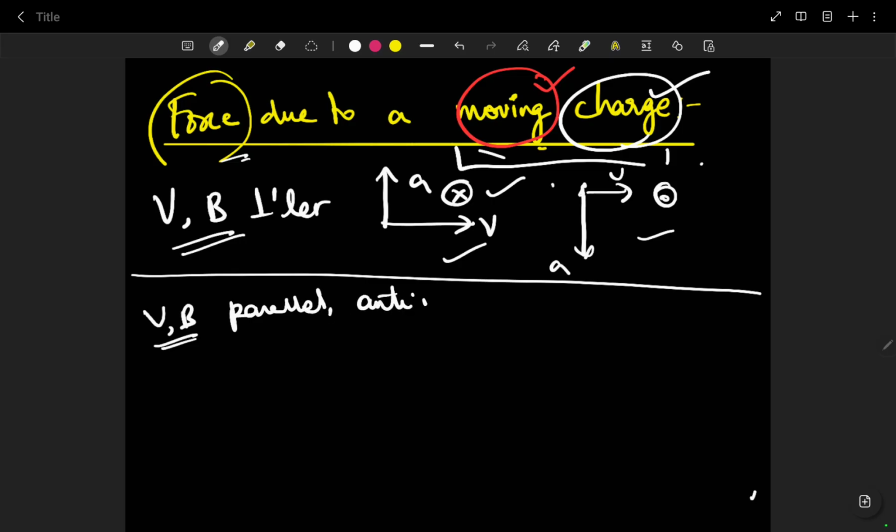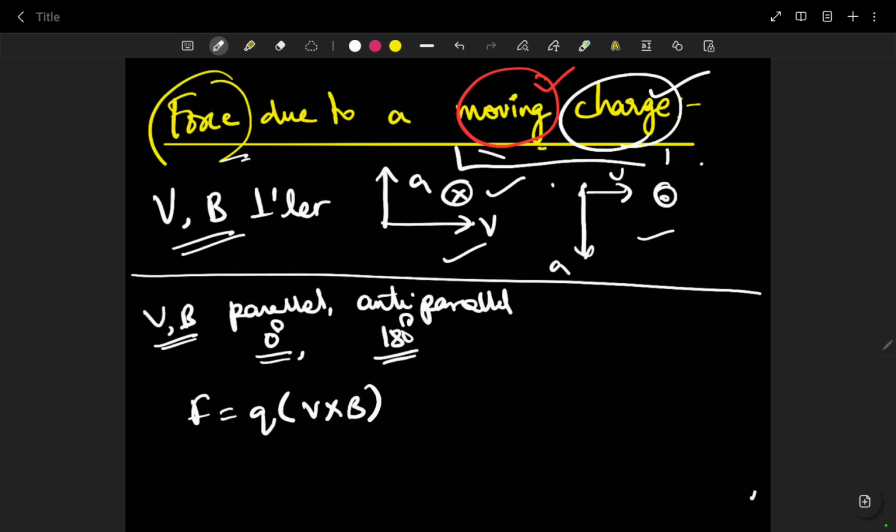or anti-parallel. So I hope you know that whenever they are parallel, they will be aligning across the same directions, which is 0 degree, and anti-parallel is 180, right? So these are the conditions that we use. So instead of imagining anything, you can just go to the formula of force, that is Q V cross B. Okay, and within that you can tell me the magnitude of this. The magnitude of this, I hope you know.